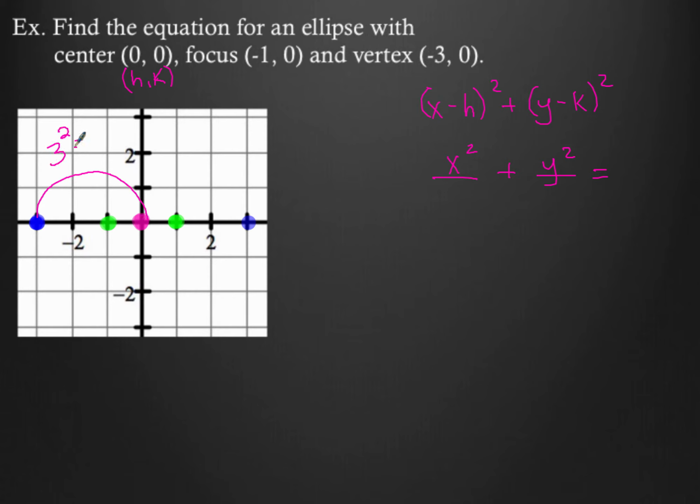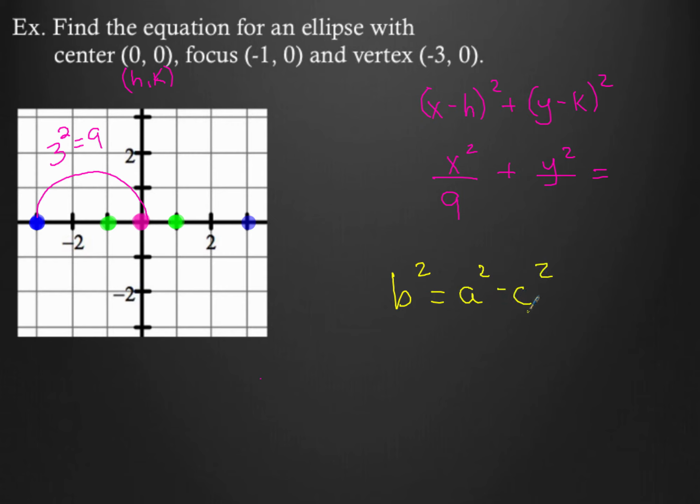Now when I square 3, I get a value of 9. So that means underneath the x squared term, I put a 9. In order to find the b squared term, I'm going to need this. I need to find b, so I'm going to have to use b squared equals a squared minus c squared.